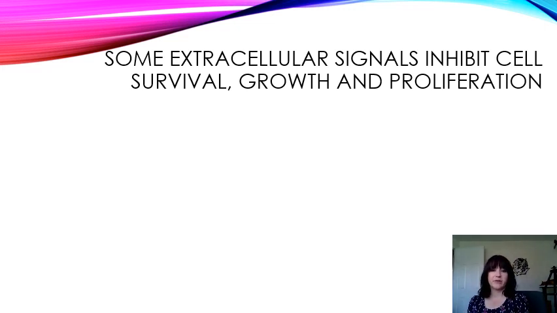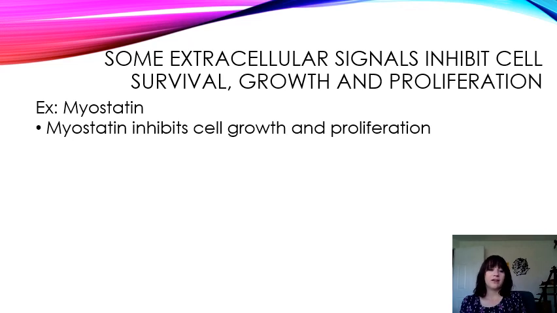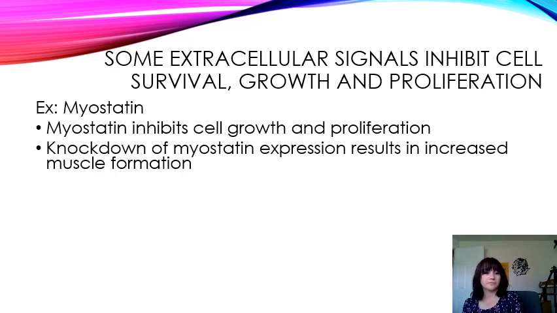Now, we do have some signals that are inhibitory, such as myostatin. And so this is just kind of a cool example that I wanted to show. So myostatin inhibits cell growth and proliferation. So this is an extracellular signal that if the cell receives it, it's going to stop growing in size and not divide as much. So these mad scientists wonder, what happens if we inactivate myostatin?